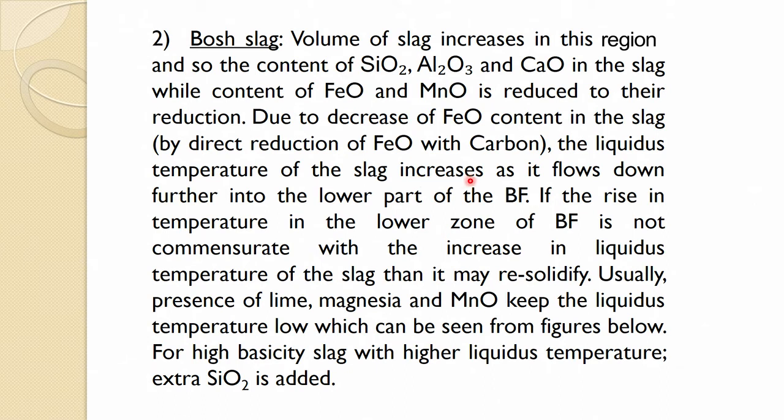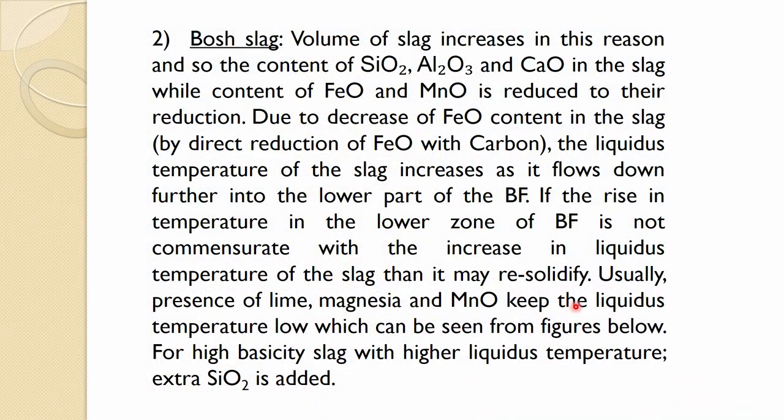So, if we do not take care of this and the liquidus temperature goes quite high, it may resolidify in the blast furnace, and that will have a very adverse effect on the blast furnace operation. Usually the presence of lime, magnesia and MnO keeps the liquidus temperature low, which can be seen from the figures below. So, for high viscosity slag with higher liquidus temperature, extra SiO2 is added. One has to put more lime and magnesia to keep the liquidus temperature low.